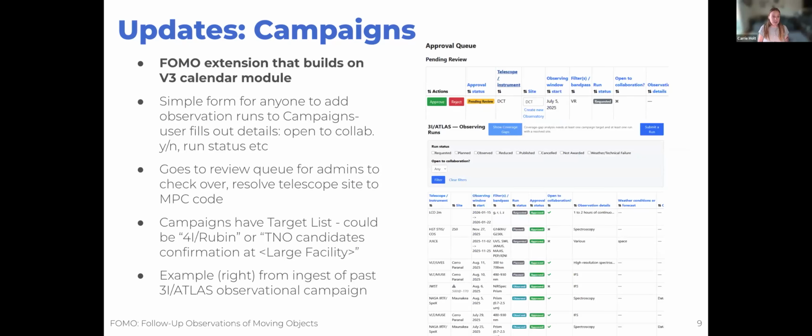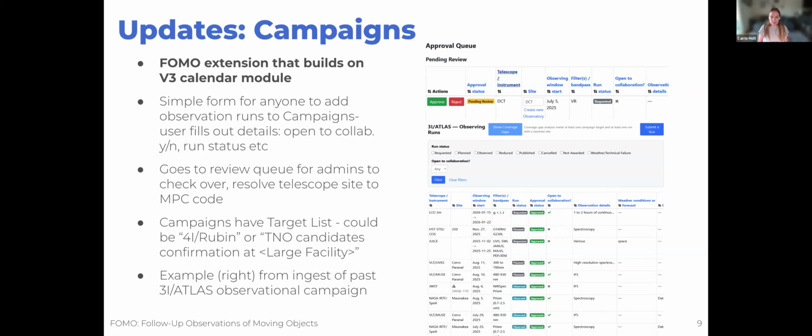And related to that, building on that, we've created campaigns. So this is basically a way that you can have a campaign for a specific target list. So it could be for iRubin, it could be TNO candidates confirmation at whatever large facility. And basically anybody can add their observation runs to these campaigns. You just fill out your details, say whether you're open to collaborating with them or not, the status of the run, etc. So this then goes to the review queue for admins to check over and then make sure that we match the telescope site to the MPC code.